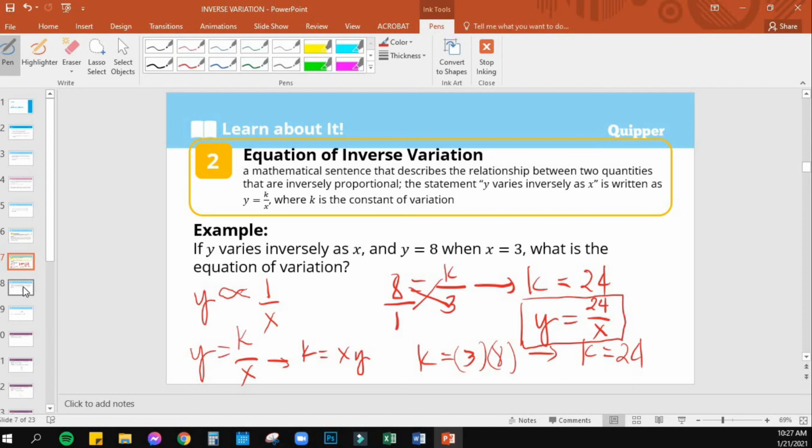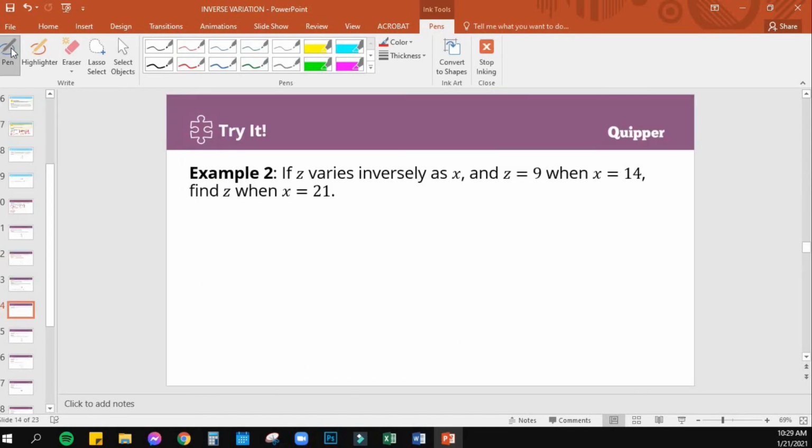Let's proceed to another example. In this example, meron nang nawawala na variable. Okay. Our question is, find z when x is 21. So, parang yung example natin sa direct, meron nang nawawalang variable. Kaya lang, in this case, it is an inverse variation. Okay? So, same thing lang.